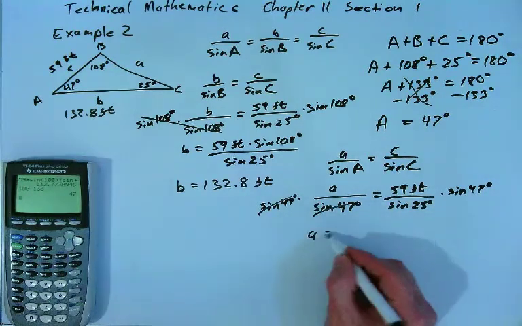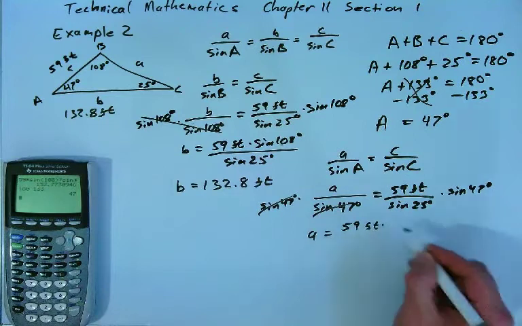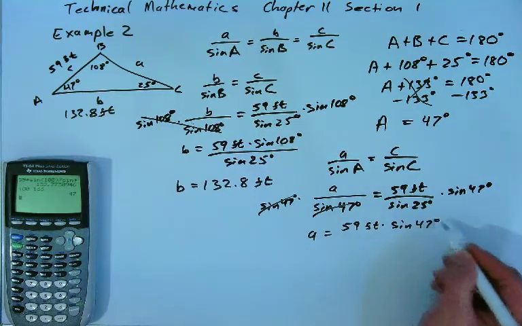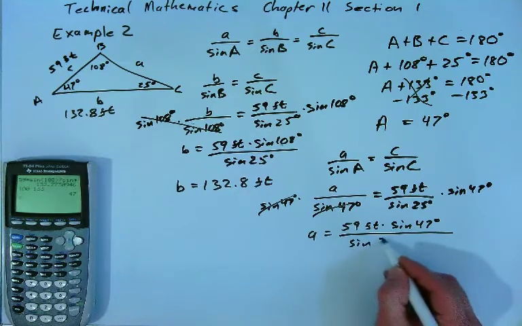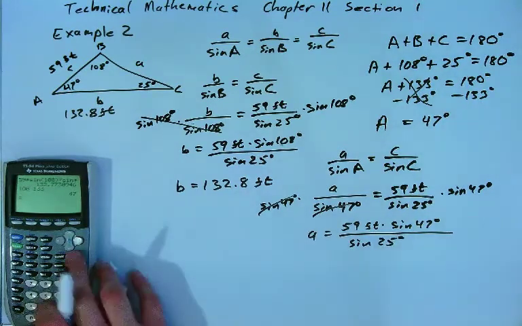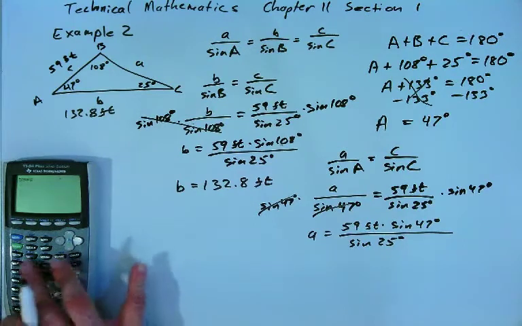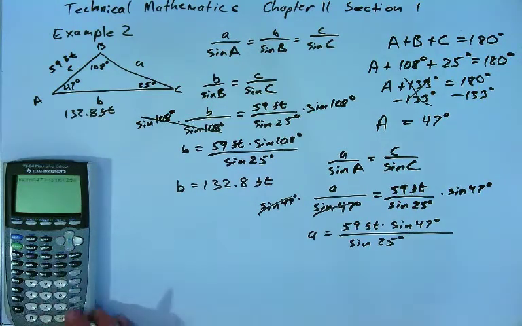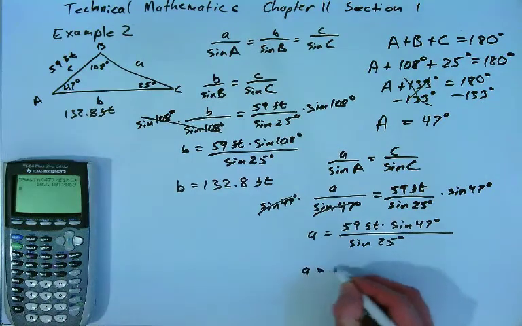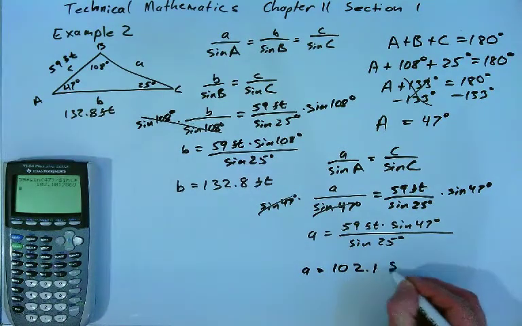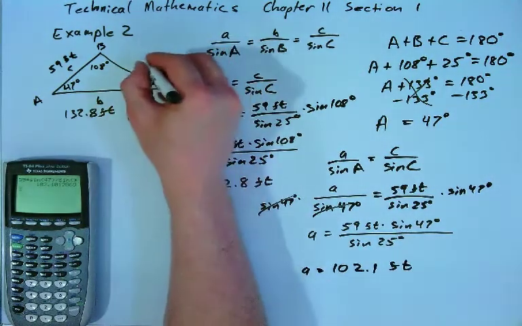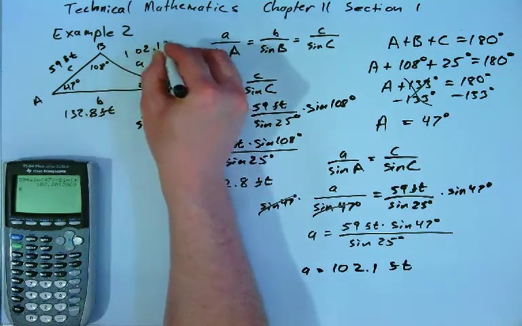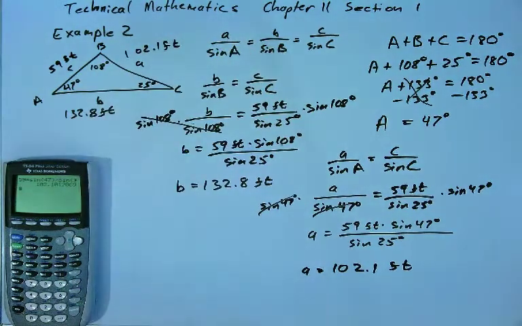These cancel. And we get a is equal to 59 feet times the sine of 47 degrees divided by the sine of 25 degrees. Plug this into our calculator. 59 times the sine of 47, close parentheses, divided by the sine of 25 equals, we get a is equal to 102.1 feet. So side a must be 102.1 feet. And now we know all of the information about the triangle. We know all three angles, and we know the lengths of all three sides.